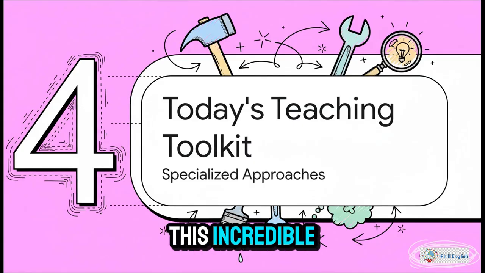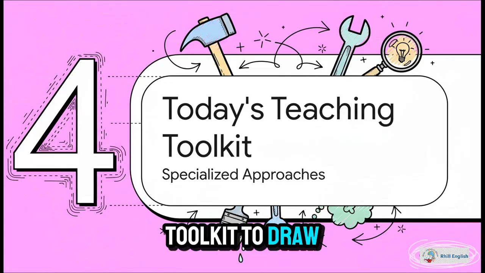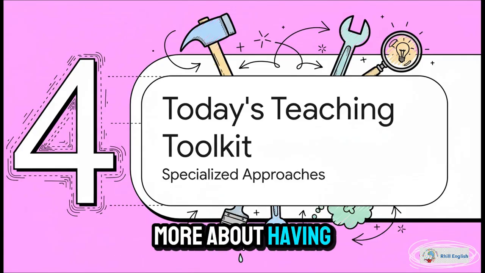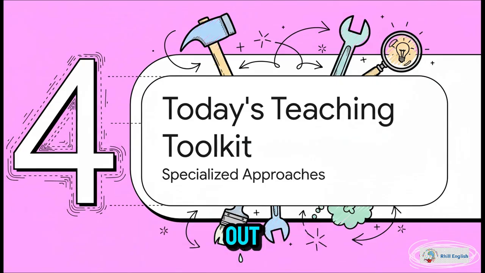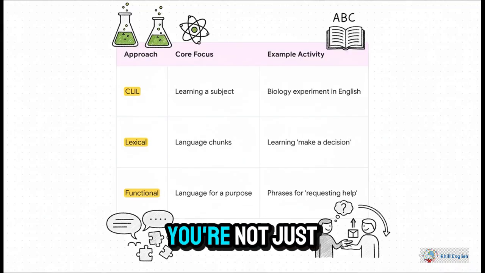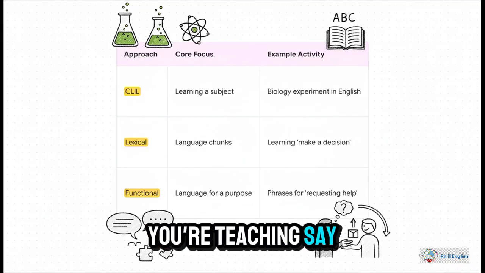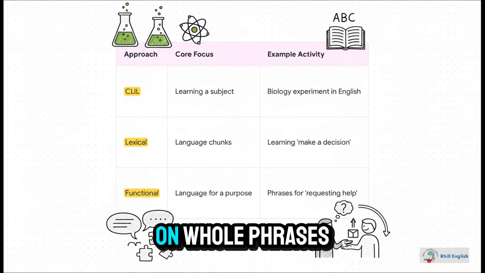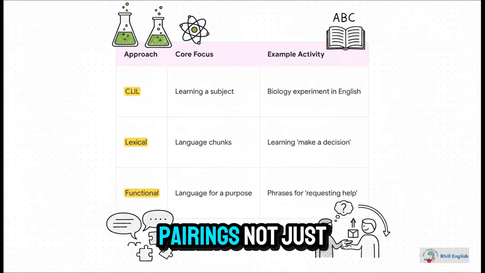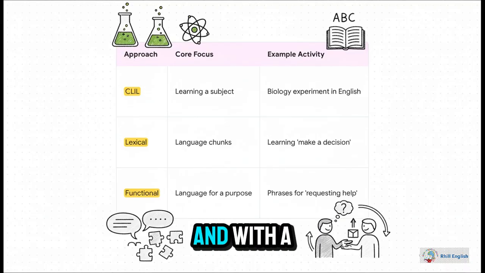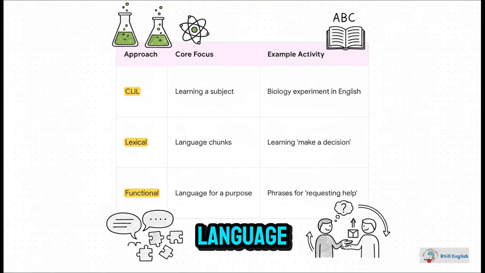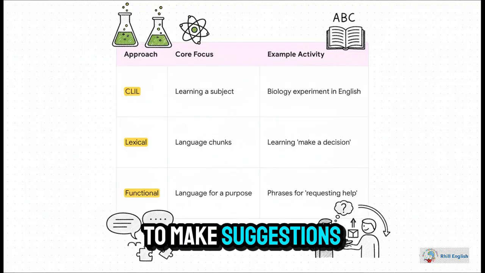Now we have this incredible, rich, and varied toolkit to draw from. It's really less about these big competing philosophies and more about having specialized tools that you can pull out for specific teaching jobs. So, for example, with CLIL, you're not just teaching English, you're teaching, say, science in English. And then you have the Lexical Approach, where you focus on whole phrases and common word pairings, not just individual words. And with a functional approach, you build your lessons around what students need to actually do with the language, like how to apologize or how to make suggestions.